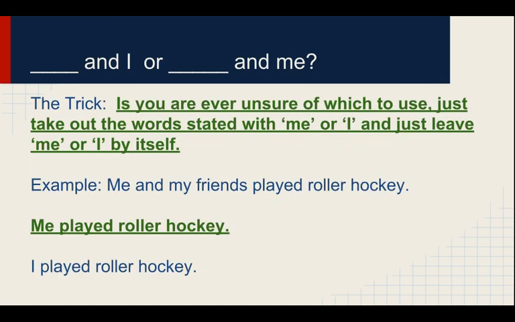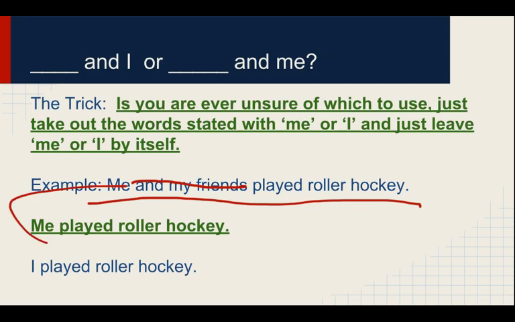If you're ever unsure of which one to use, take out the word "and" with me or I and just leave "me" or "I" by itself. So instead of "me and my friends played roller hockey," take out "and my friends." Would you say "me played roller hockey"? No, you wouldn't say "me played roller hockey." So you would say "I played roller hockey."